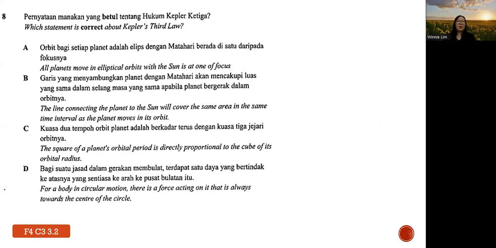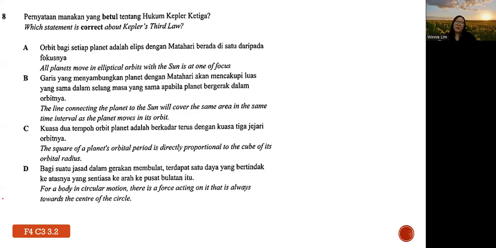Number 8, which statement is correct about Kepler's third law? Under this 3.2 gravitation topic, you need to know Kepler's three laws, first, second, and third. So what is the third law idea? Different planets orbiting the sun generally orbit at different radii, and hence the orbital period will also be different. When they are further, the orbital period is also longer.